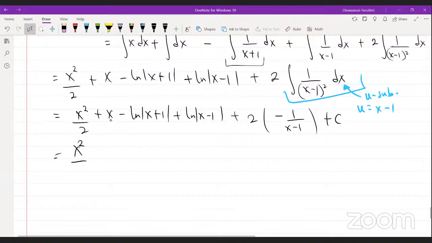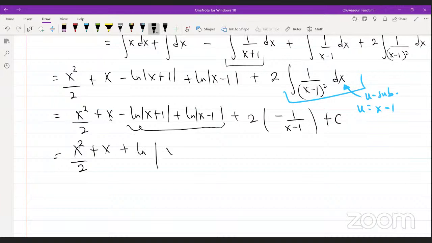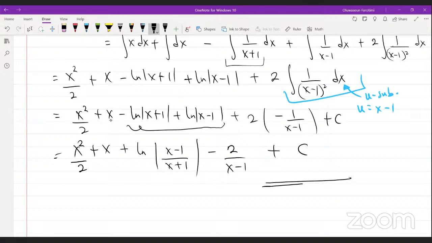So I can just simplify a little bit further. Now, do you remember the law of logarithms? I can actually use it to combine these. ln of x minus 1 on the top, x plus 1 on the bottom, minus 2 over x minus 1 plus c. And that's it. Interesting, right?